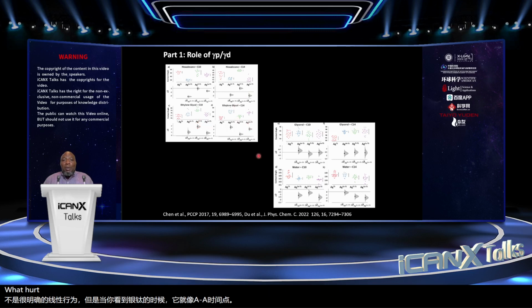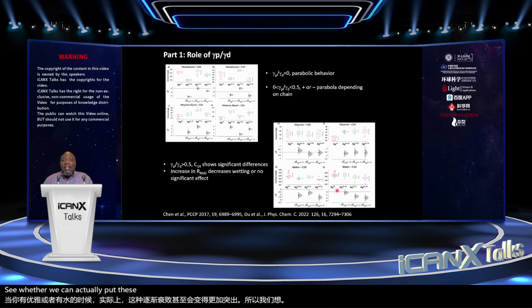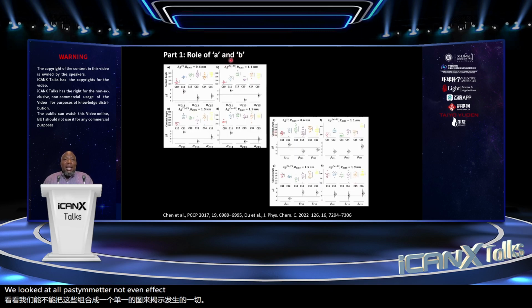When we compare these with a polar solvent like glycerol, we start seeing this gradual decay. When you have glycerol, when you have water, that gradual decay becomes even more prominent. And so we wanted to see whether we can put this together into a single plot that can reveal all that is going on. We looked at the role of the asymmetry in the odd-even effect, and we see the same thing. It's much, much more complex behavior than we had predicted. There are no emerging trends, except when you come to this 1.1, you see kind of an increase, but for all the others, the behavior is all over the place.